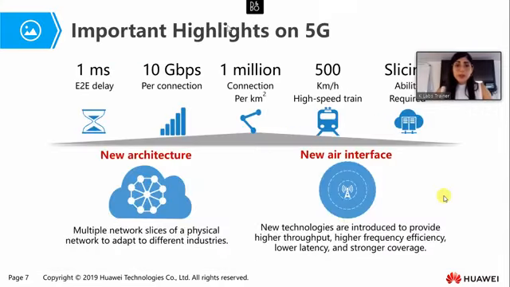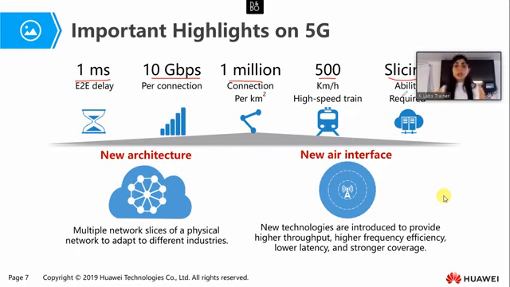So we're seeing from here the important performance to reach: 1 millisecond of end-to-end delay, 10 gigabit per second of throughput, 1 million connections per square kilometer, and 500 kilometers per hour of speed. And we have the concept of network slicing, as we already discussed.